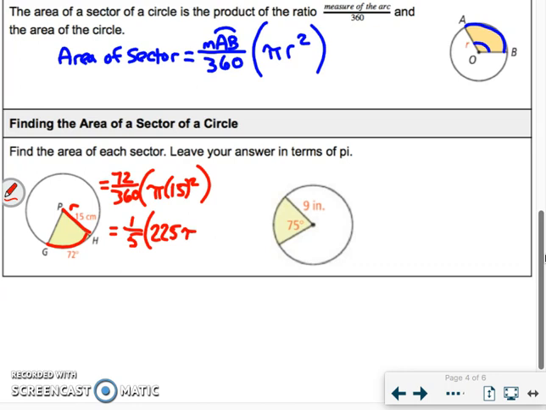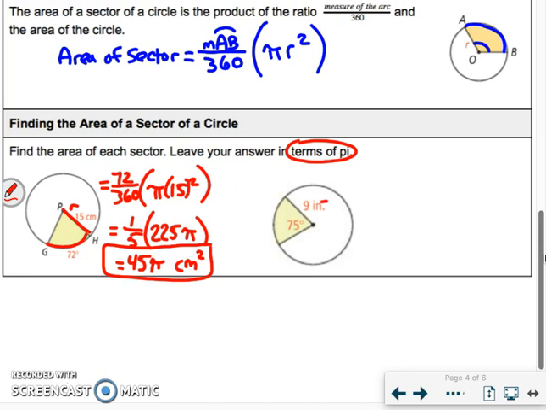225 is 15 squared. To leave this in terms of pi, I just need to take the 1/5 and the 225. 1/5 times 225 is 45. There's still pi as part of the answer. We are in square centimeters. So the whole thing is 225 pi, but just that piece is 45 pi. Let's try another one.